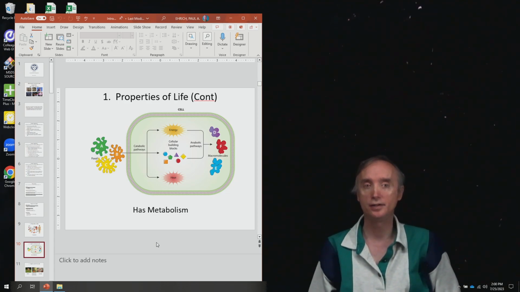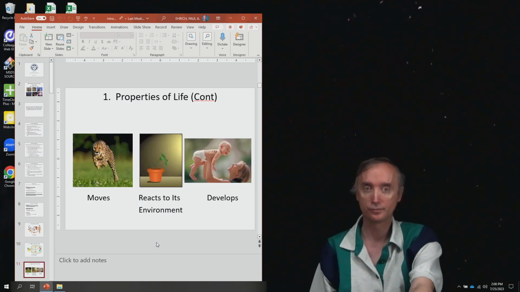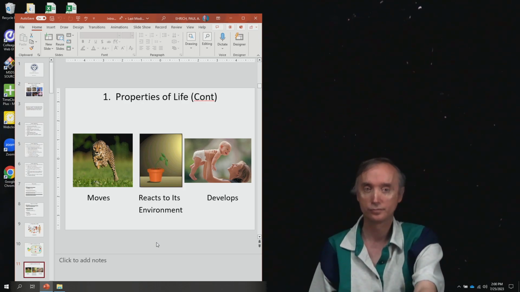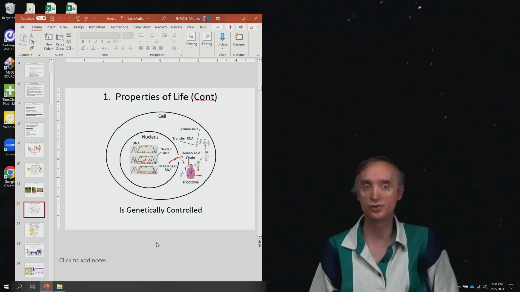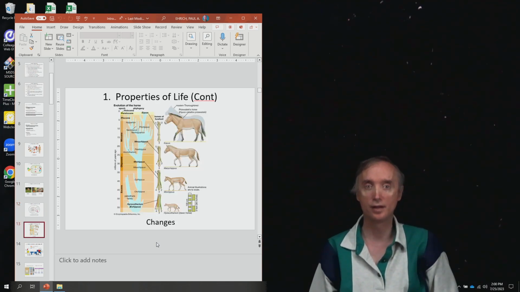Okay, then the idea that life is based on chemistry. So that inside your body there are all sorts of different chemical reactions going on to make you a living organism. Okay, life moves, life reacts to its environment, and then life grows. Life is genetically controlled, so that means that inside every cell of your body is DNA instructions that is telling those cells what to do. And then life changes.